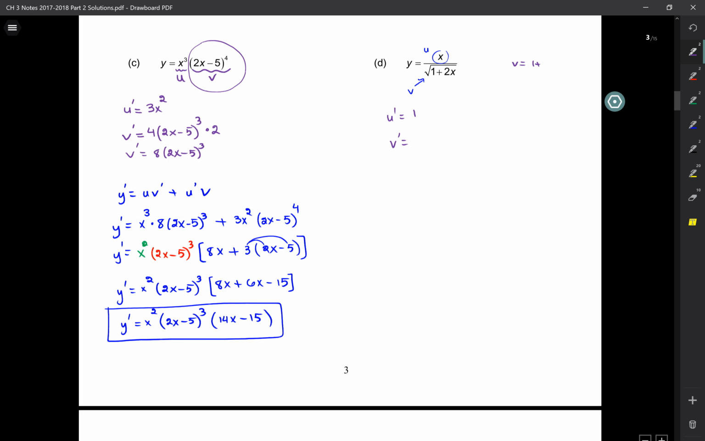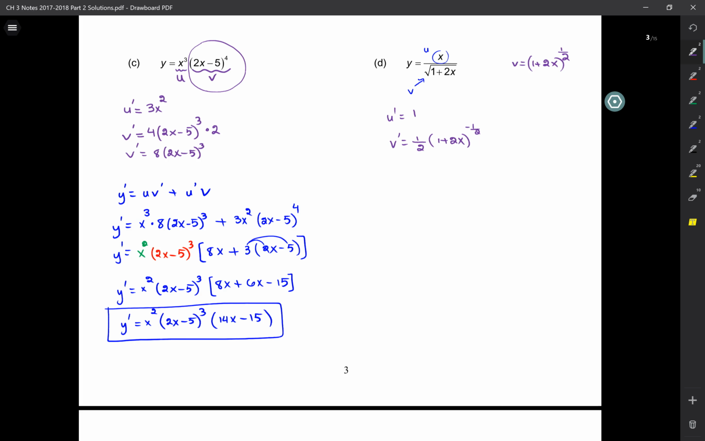V is what? It's 1 plus 2x to the power of 1/2. So now V prime will be 1/2 times what? To the negative 1/2. Okay. Now, oh, we're out of time.